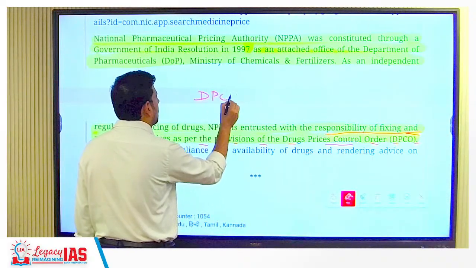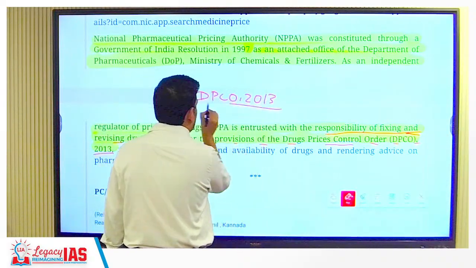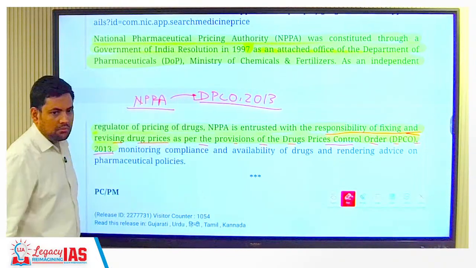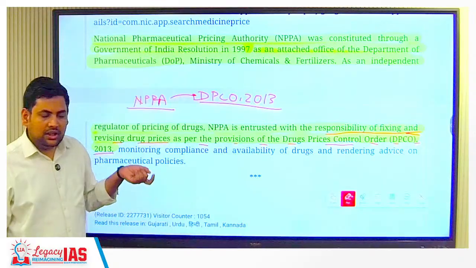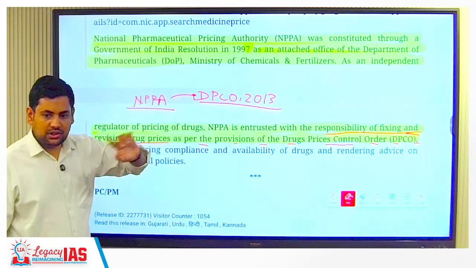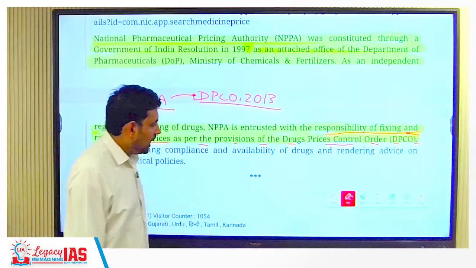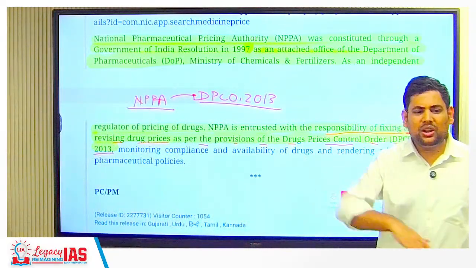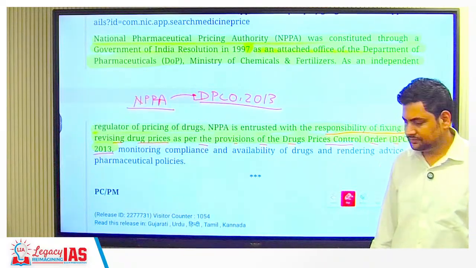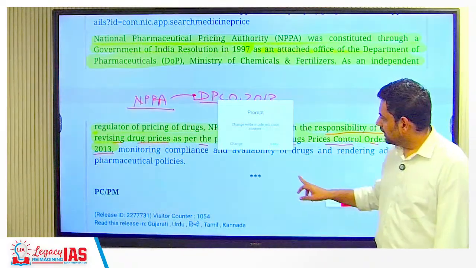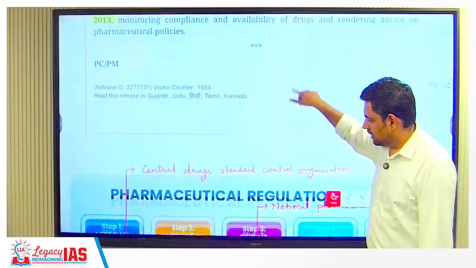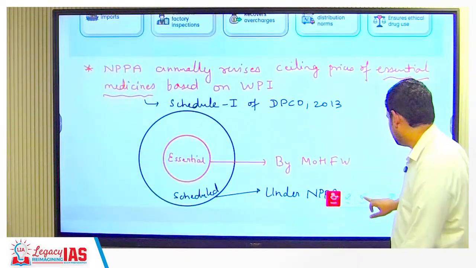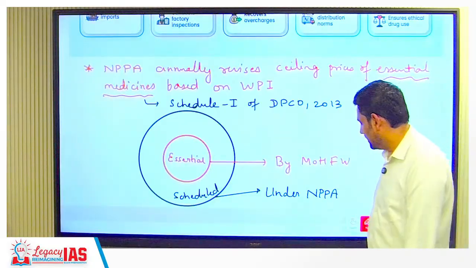So NPPA regulates prices of all these medicines under DPCO 2013. Okay, now understand what comes under DPCO 2013. Of course, not all medicines, everything will be covered here, correct? So what comes under here? Understand this. See this. Now, there are actually two classifications.